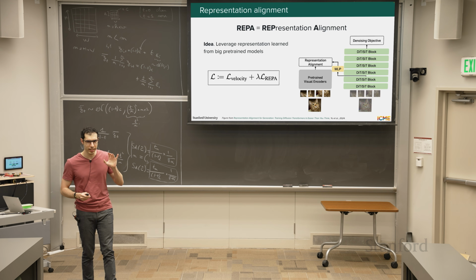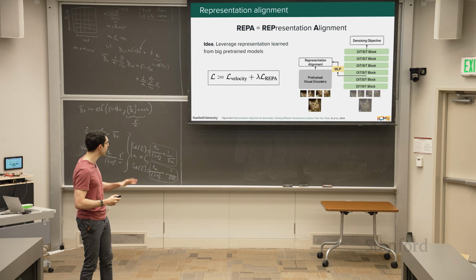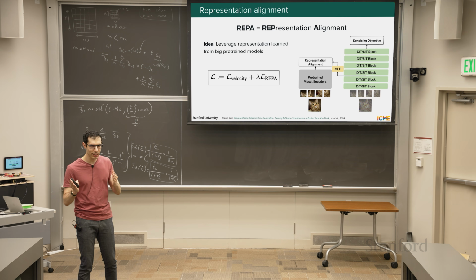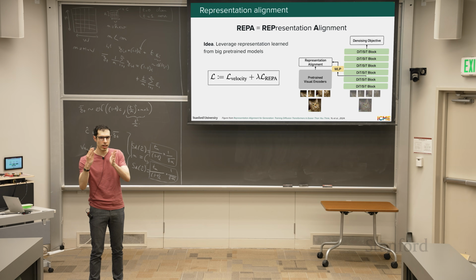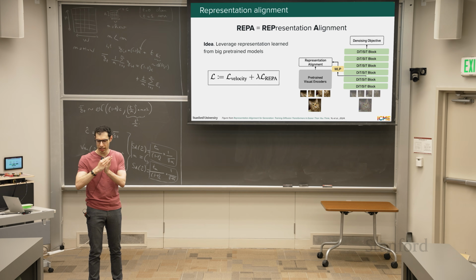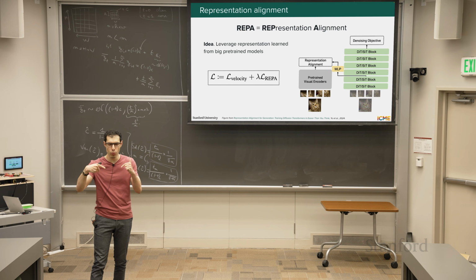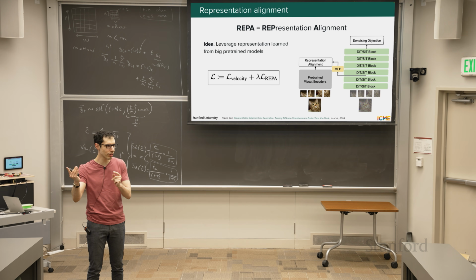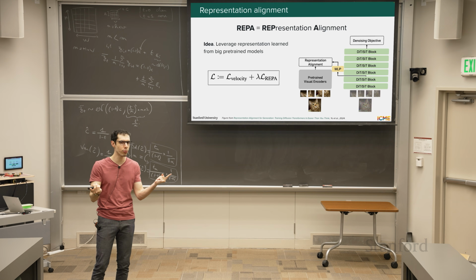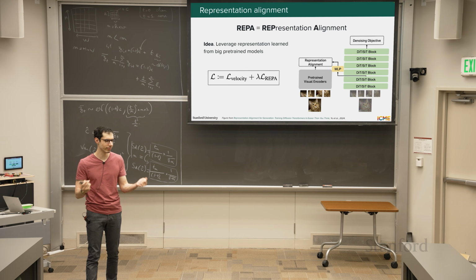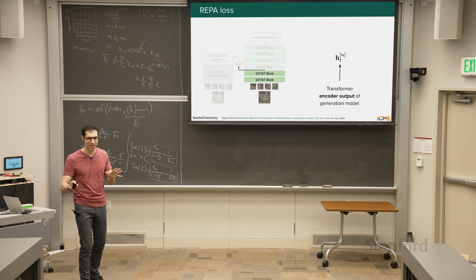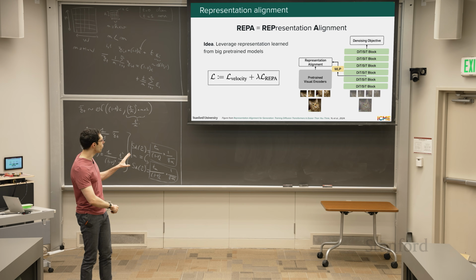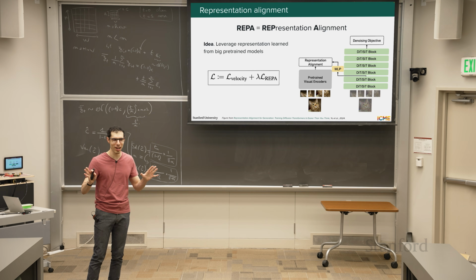So here, REPA is the name of the method. It stands for representation alignment. And it consists of coupling your loss with a loss that reflects how similar the representations that you're obtaining within your diffusion transformer are with respect to what the pre-trained encoder is giving you. So that's what REPA is about. So let's go step by step. Here, we mentioned the L loss for REPA, but we have not seen what that loss is. So we're going to see now.